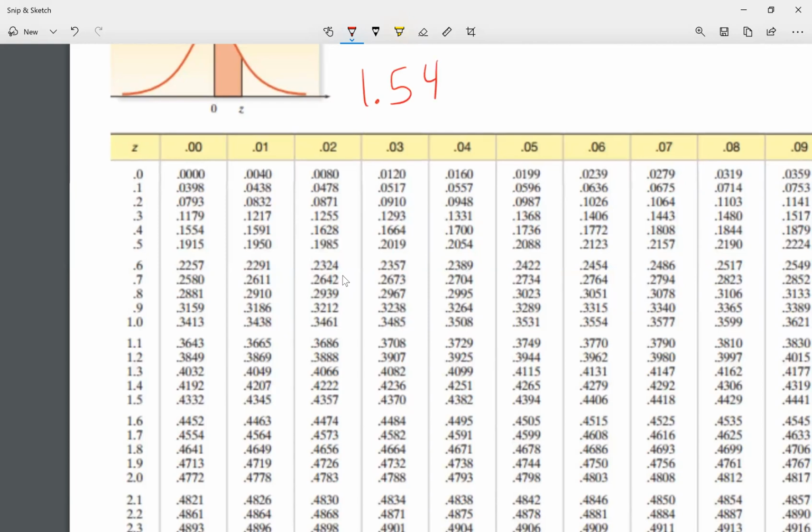Let me even write it up here, 1.54. So when I look up to my first decimal place, it's 1.5. That is right here, 1.5. My second decimal place is a 4. So here's my 4. If I look at my intersection here, it is 0.4382. Okay.